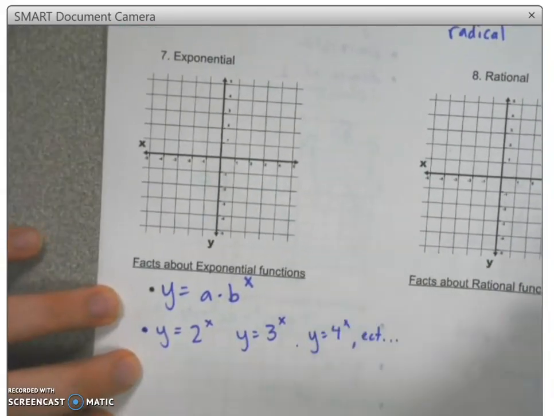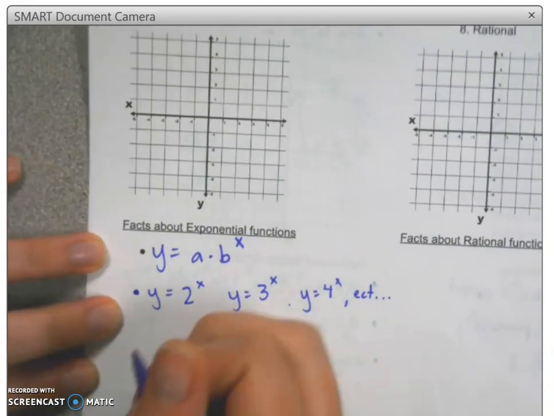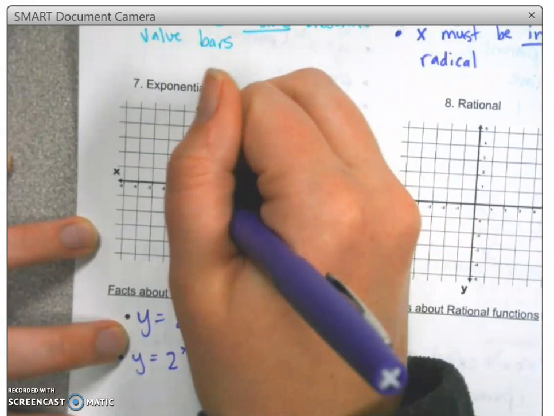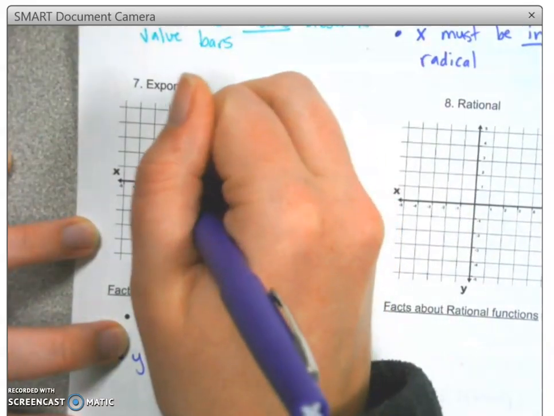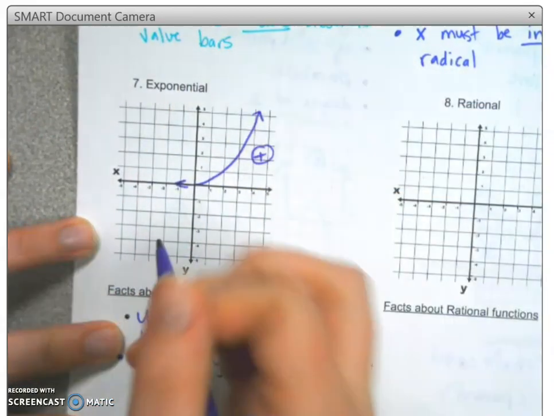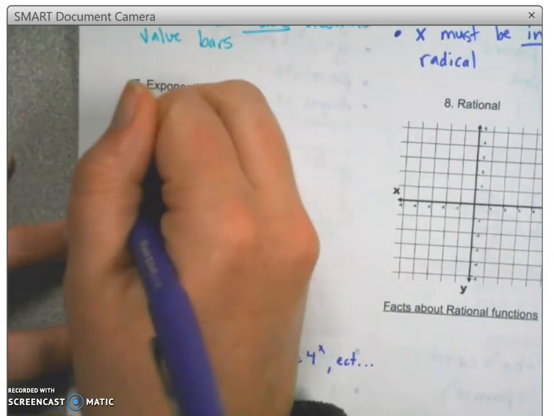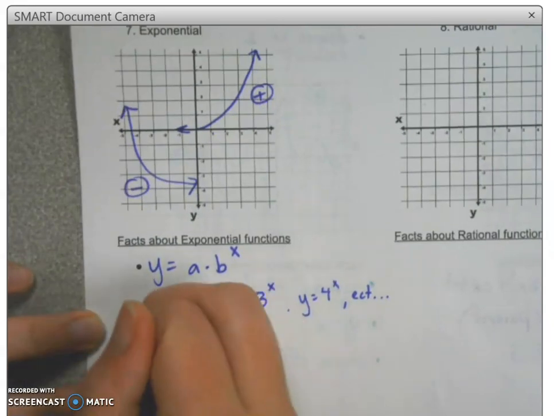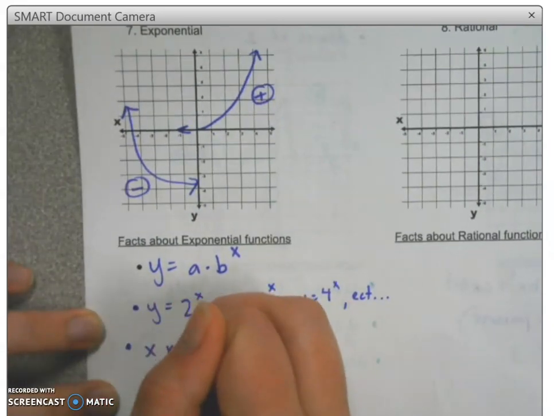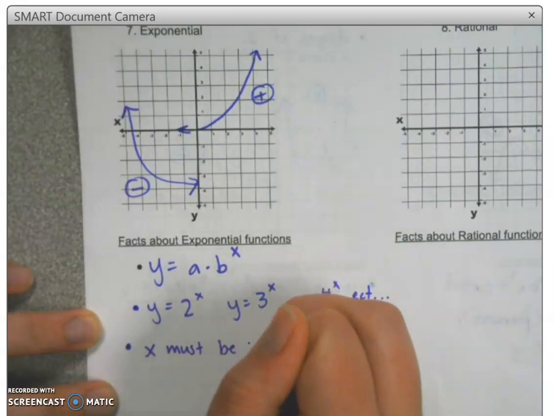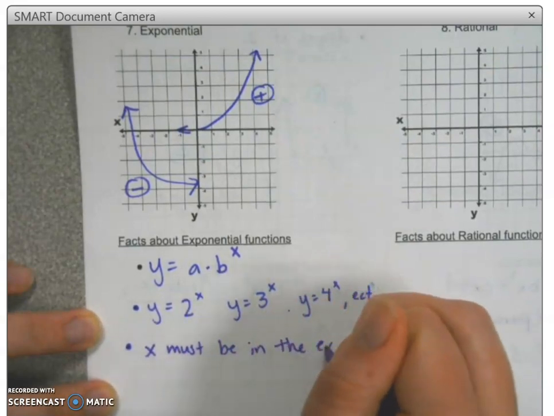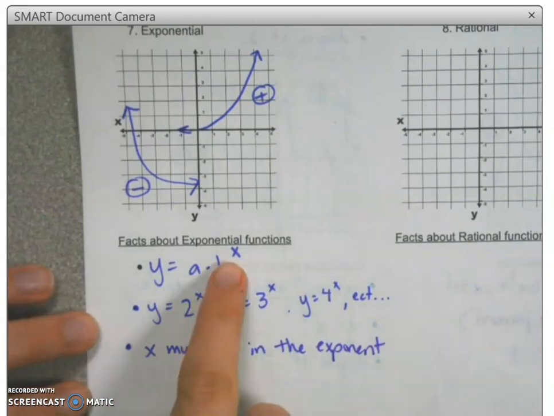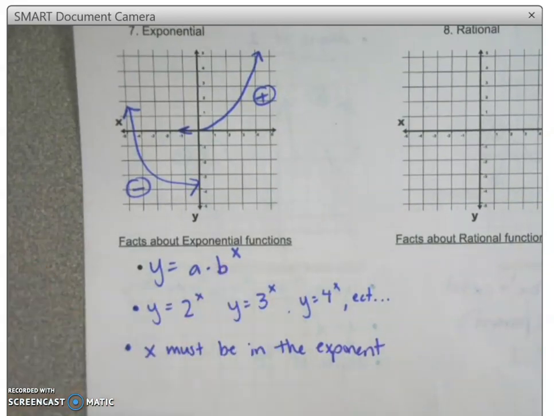All right, for this one, oops, I didn't draw it, my bad. So a positive exponential looks like this. And a negative exponential looks like this. And what I need you to know about this one is x must be in the exponent. Okay, so as long as x is in the exponent, it's an exponential function.